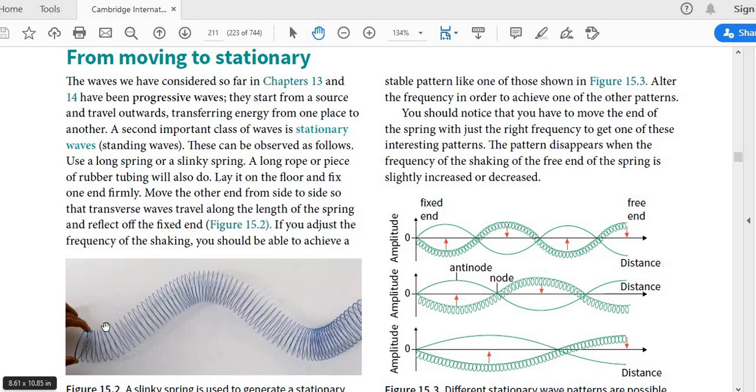So what we do is we have this slinky, and then one student holds it from the other side, the other person will move it sideways to produce the stationary wave. Move the other end from side to side so that the transverse wave travels along the length of the spring. Using the slinky, you have learned how to form transverse waves and longitudinal waves.